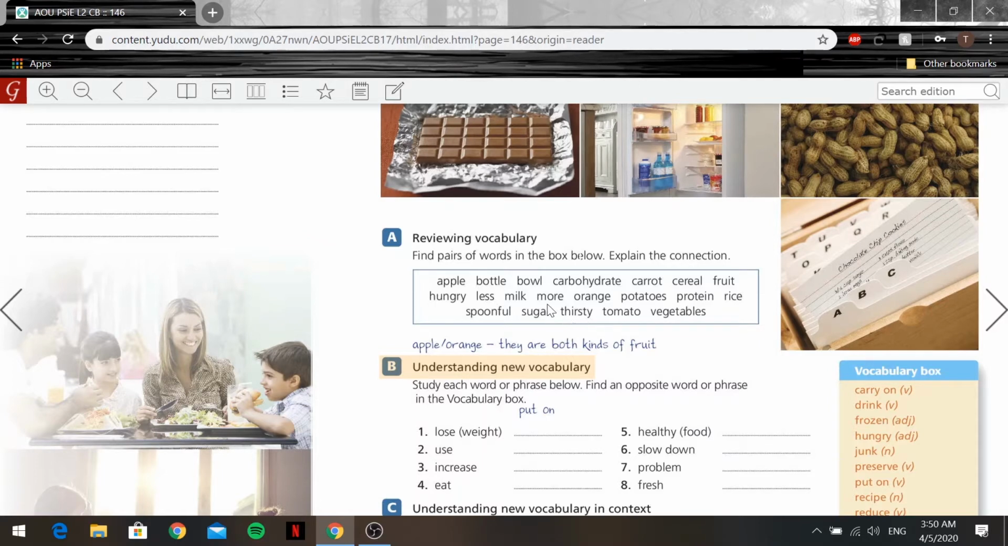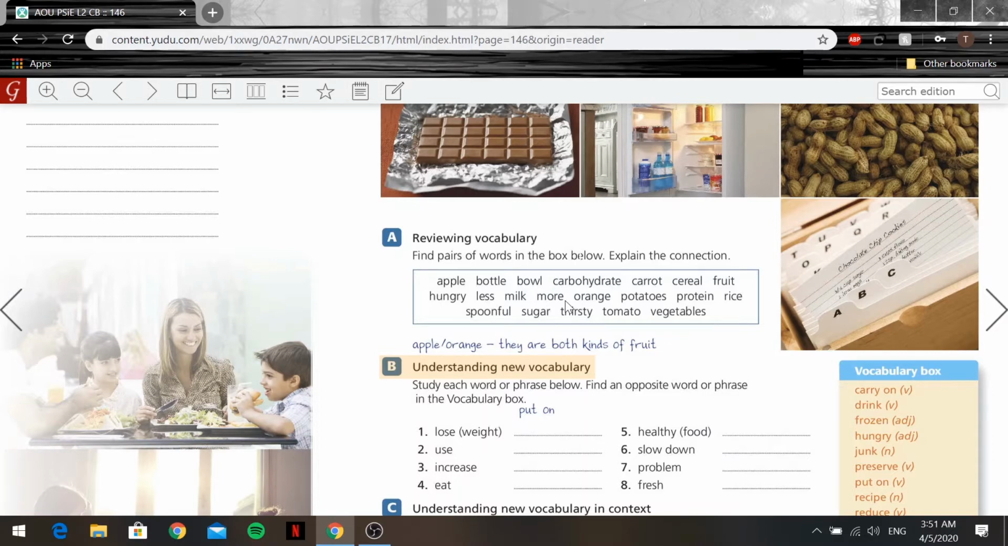Here we have carrot and tomato, so we'll say that they are both vegetables. Here we have milk. I'm not gonna use bowl, I'll use bottle. So milk and bottle, we'll say that the connection here, this is my take on it, is that you can get milk in a bottle. Here we have bowl, and we do have cereal. Cereal and bowl, so we'll say the connection is that you can put cereal in a bowl, right?